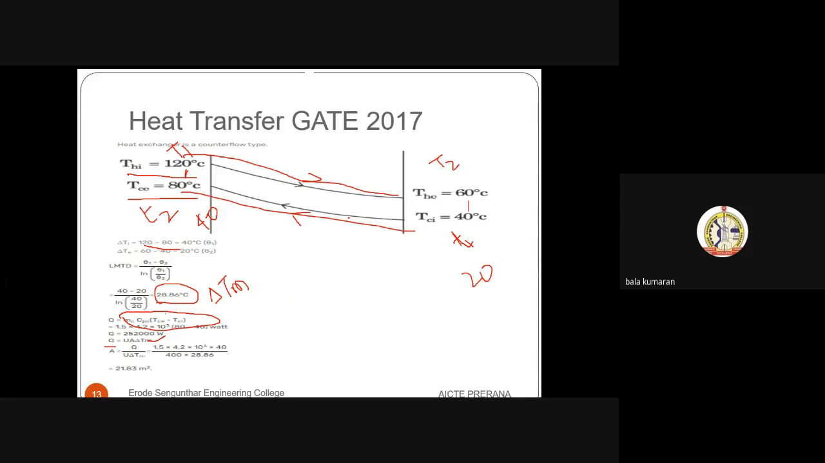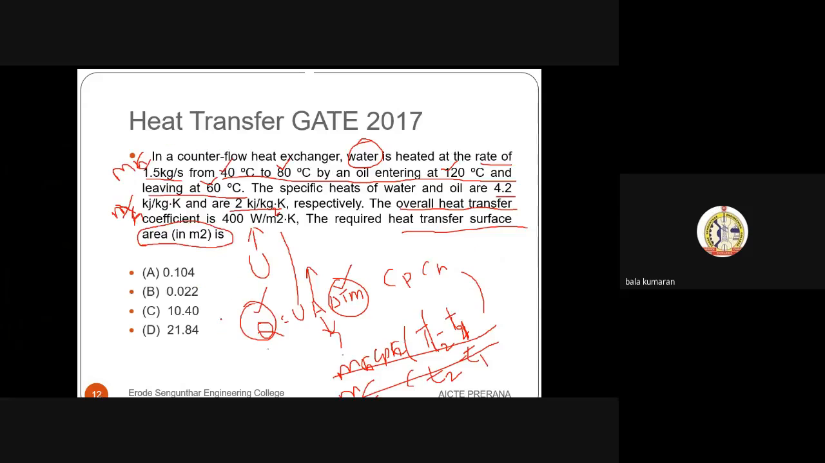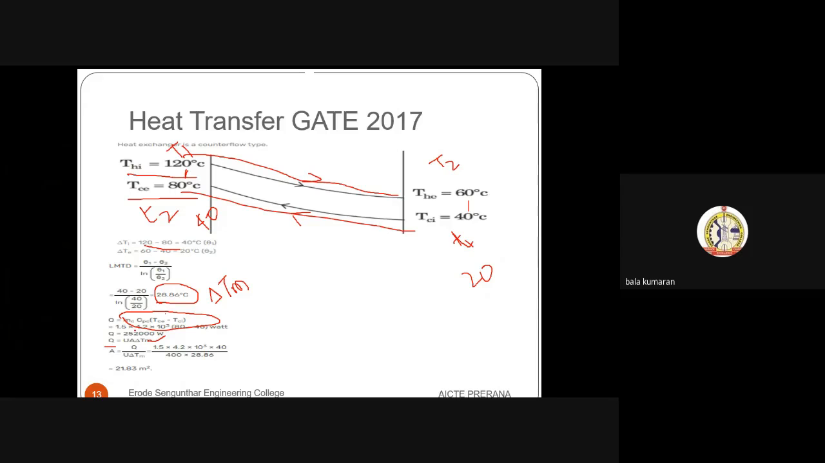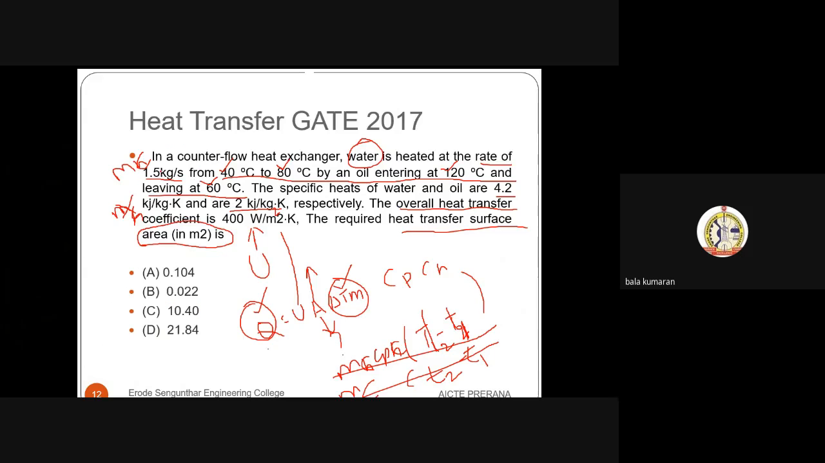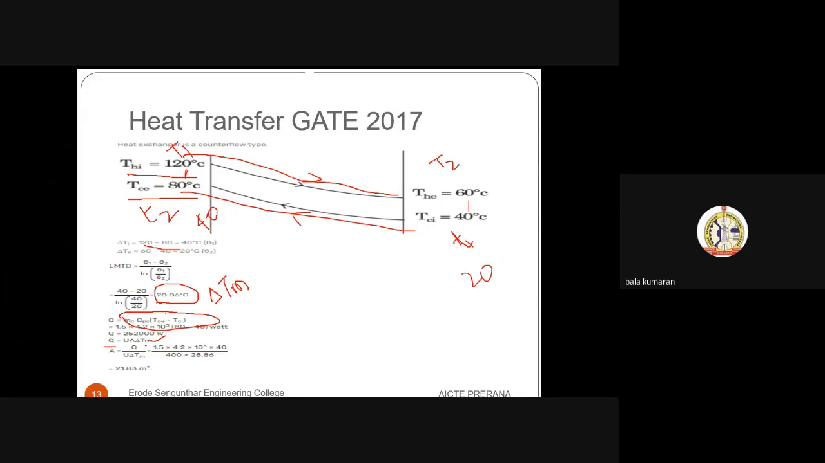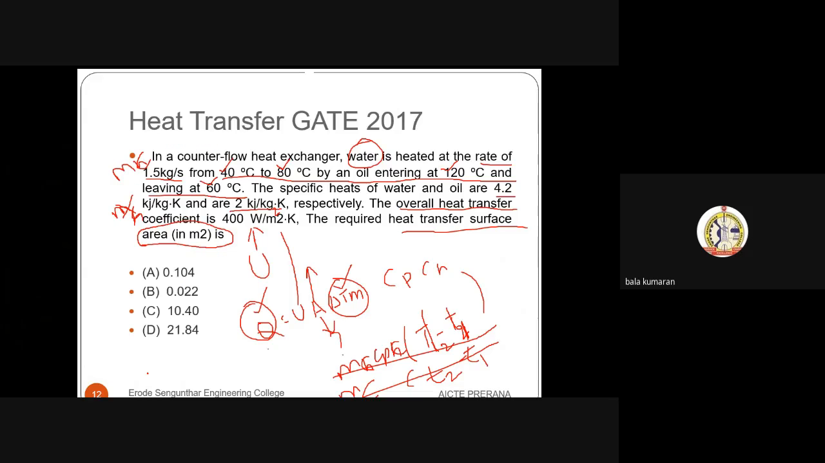Small t2 value is 80 minus 40, into the CPC value, which is 4.2 kilojoule per kilogram Kelvin, into the mass, which is 1.5. So the final value will give us the value of Q. If we take this Q and apply the value of del Tm, we will get the value of area in square meters. The value is 21.83, which is option D.